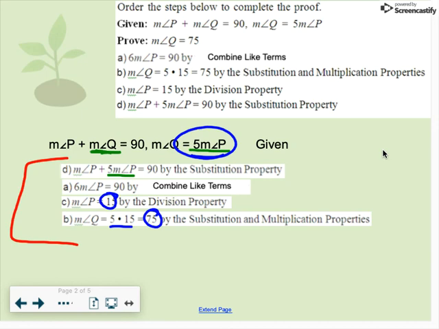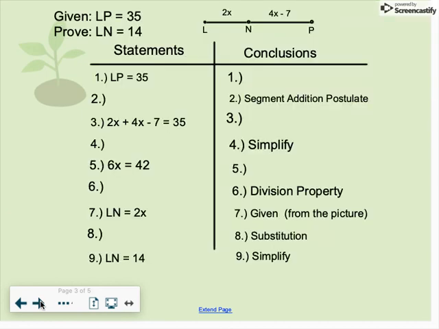So now our next slide here. We're given this proof, right? We have that LP equals 35. We're trying to prove that LN equals 14. We're given a picture there, right? It says LN is 2x, NP is 4x minus 7.